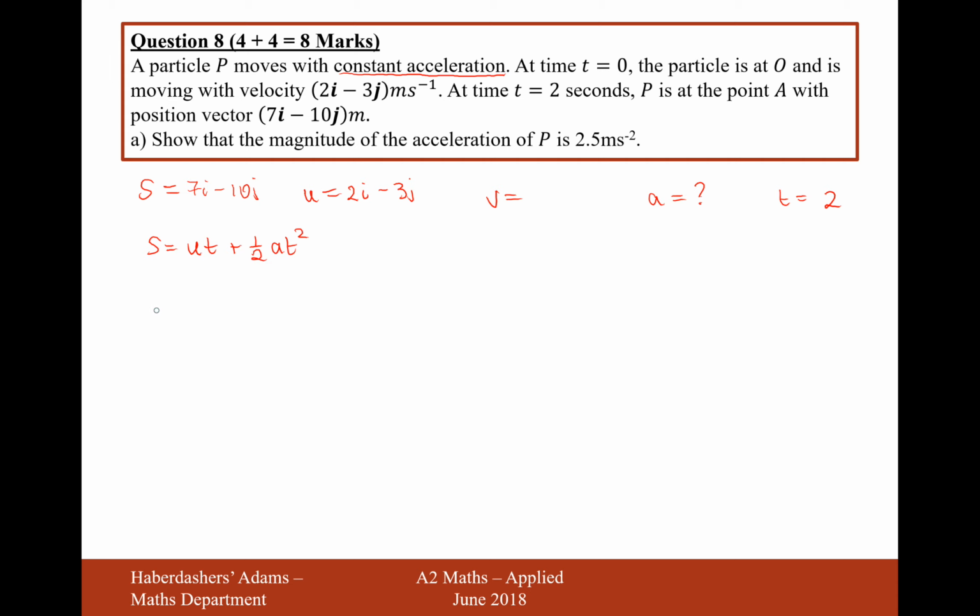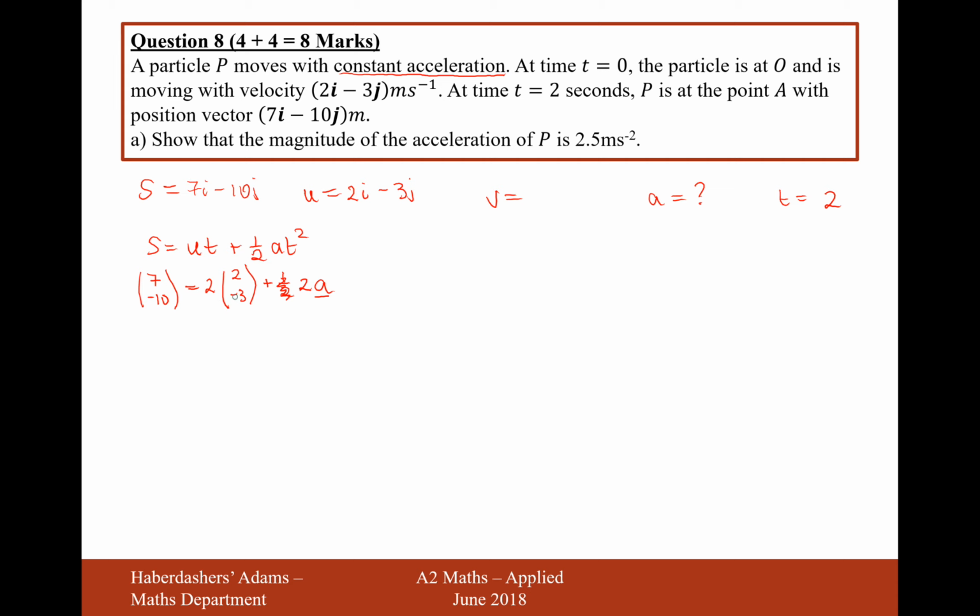What I think I'll do here is use vertical column vectors for this question. So it's going to equal (7, -10), that's representing 7i minus 10j. u is going to be times by t, so it's going to be 2 lots of (2, -3), and then it's going to be a half times 2 squared, which is 4, so half of 4 is 2. I could just put that in there originally as 2a. Now a here is actually going to be a vector as well, and then we'll just work out the magnitude of it at the end.